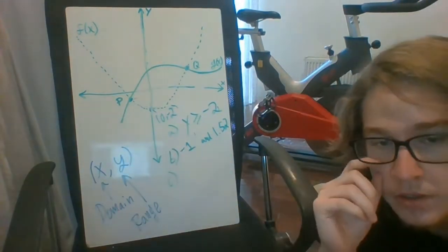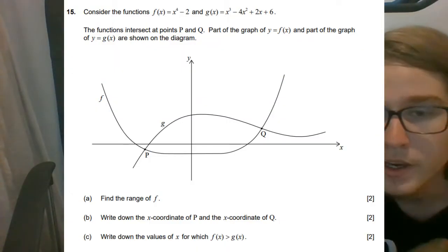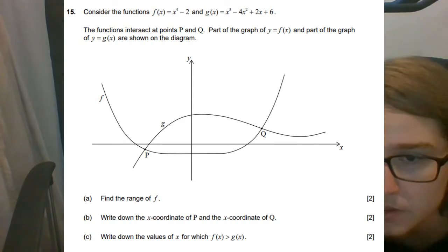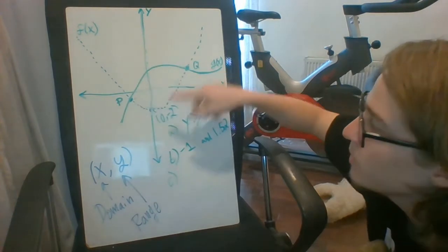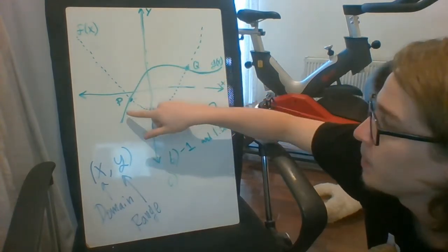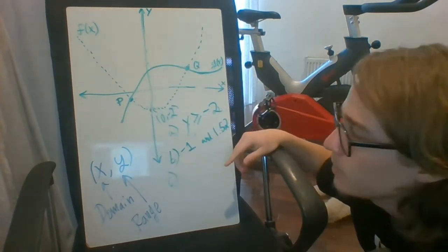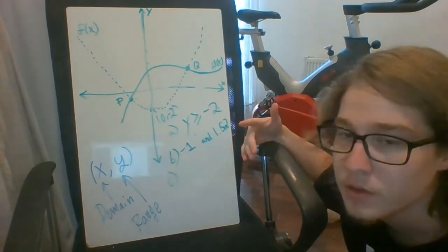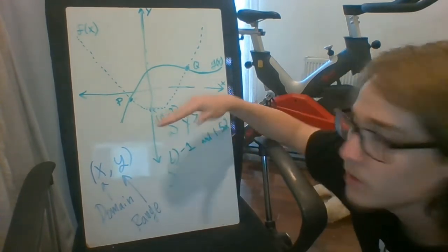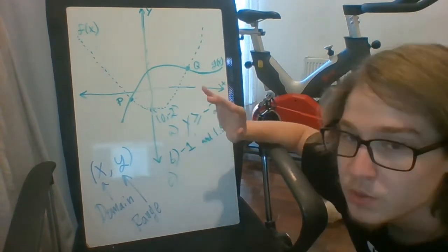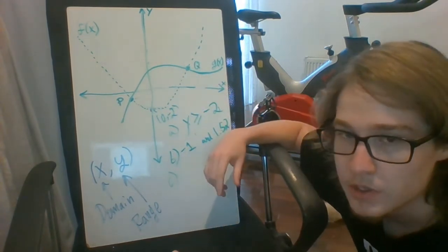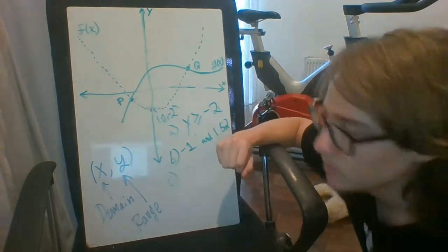Finally, part C asks us to write down the values of x for which f of x is greater than g of x. So it's asking us when the dotted line is going to be greater than the other line, g of x. When we're looking at whether it's greater than the other one, it's literally whether it's above it or not. If it's above it, it's going to be greater. So it's easier to look at it from left to right.